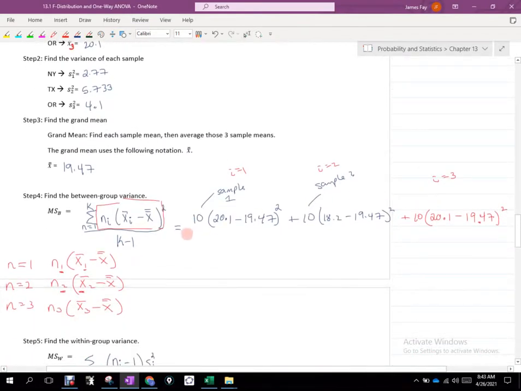So k minus 1 is our denominator here. This is ultimately a degree of freedom concept. So k is the number of samples. We had 3 samples, subtract 1 from that, we get 2.